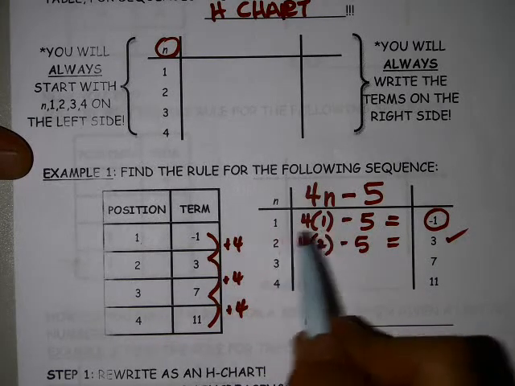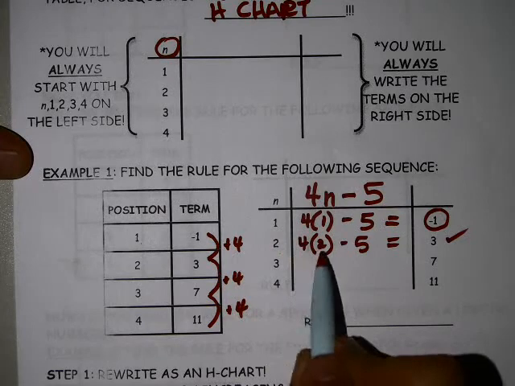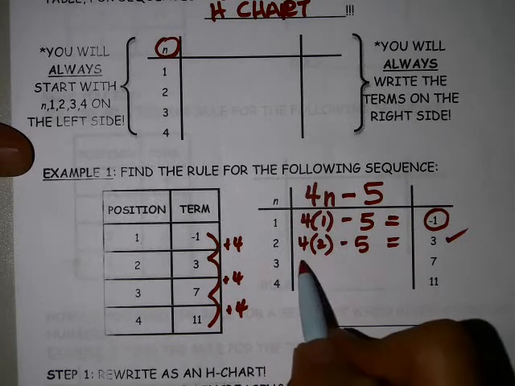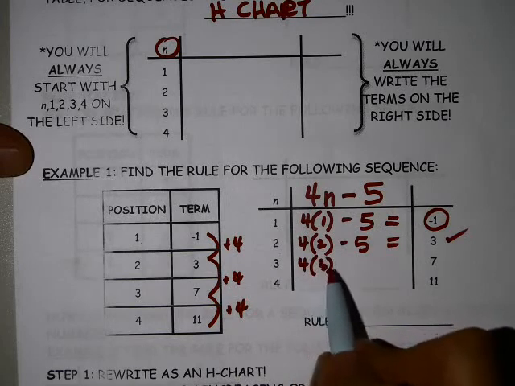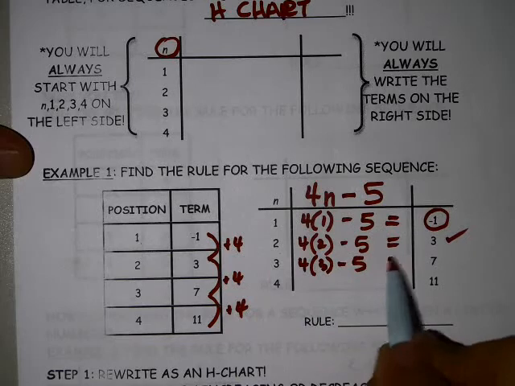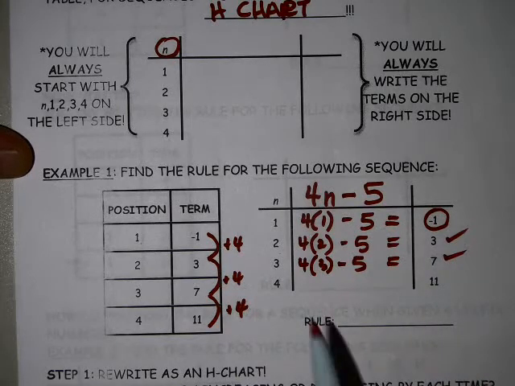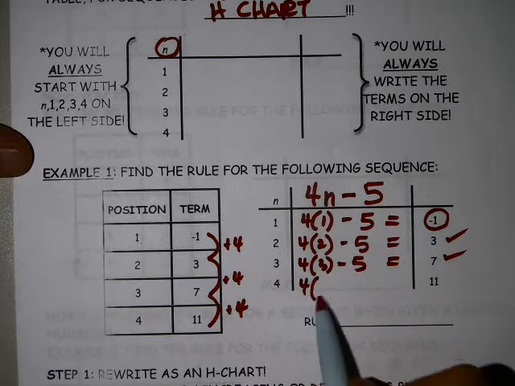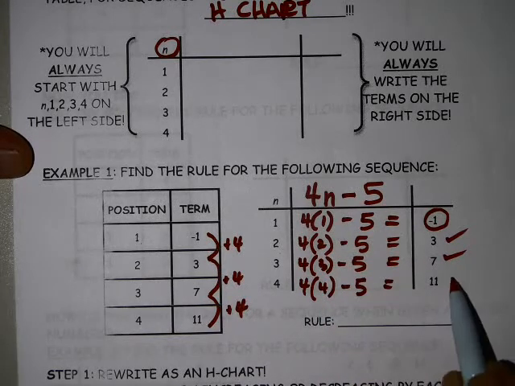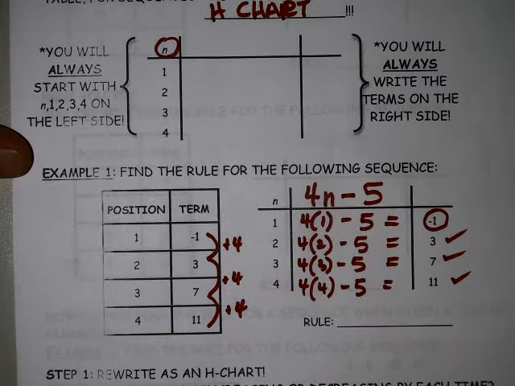And again, notice that every time we're looking for a certain number, for the first number we put a 1 for N. The second number we put a 2. So hopefully you see the third number, we're going to put a 3 for N. 4 times 3 is 12, minus 5 equals 7. And the last one, for the fourth number, 4 times 4 is 16, minus 5 is 11. So again, our rule for that particular problem is 4N minus 5.